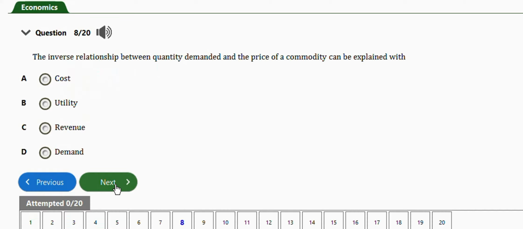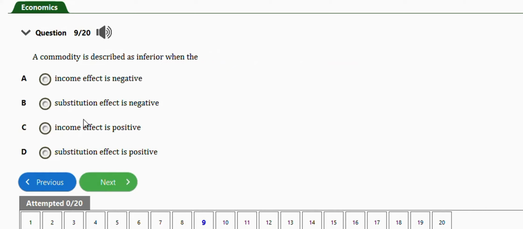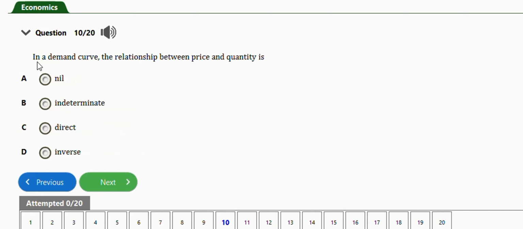The next question is this one. It says the inverse relationship between quantity demanded and the price of the commodity can be explained with utility. Okay, very important guys. The next question is this one. It says a commodity is described as inferior when income effect is negative, substitution effect is negative, income effect positive, substitution effect is positive. The right answer is option A, when income effect is negative. Next question is this one. It says in the demand curve the relationship between price and quantity is what? Inverse guys. Take note of this question, option D.